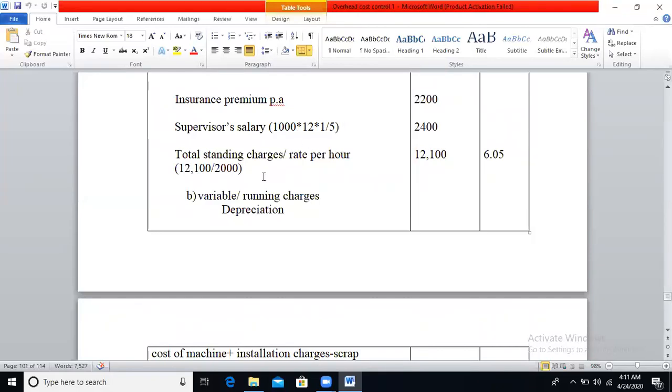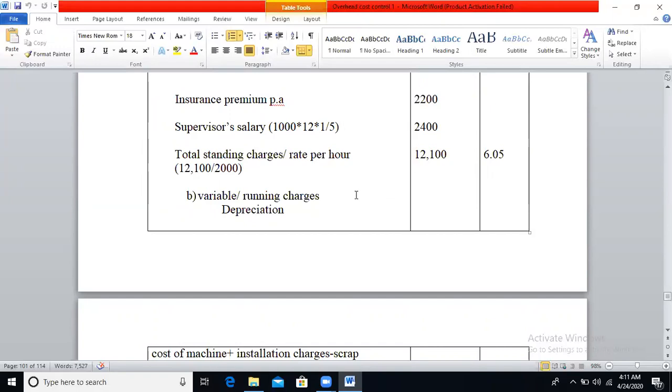So calculate the total of standing charges, and divide it by the number of working hours, and you will get the standing charges rate per hour. So 12,100 divided by working hours, which will be 2000. So you will get 6.05.